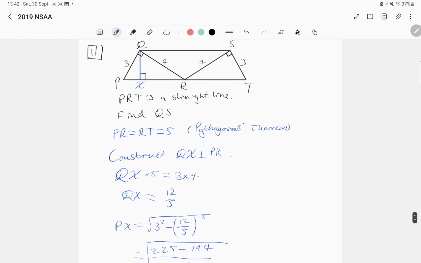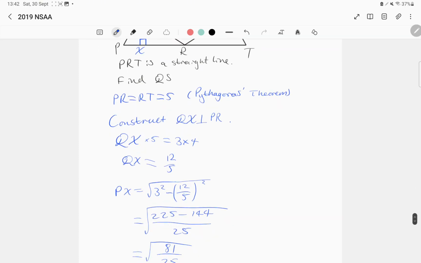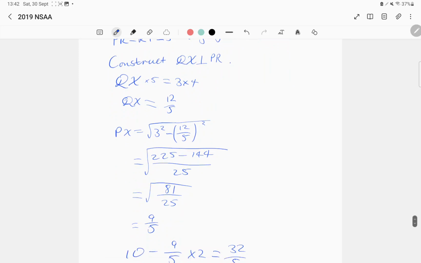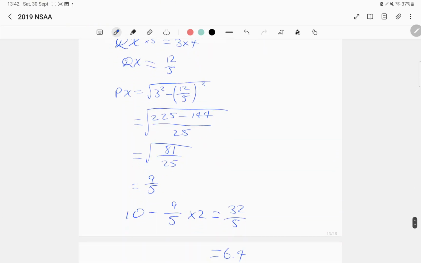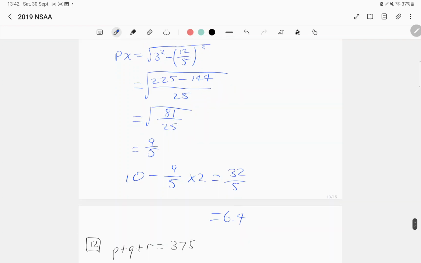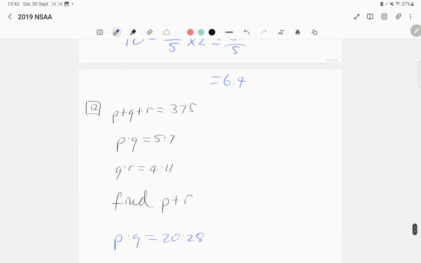PX is therefore equal to the square root of 3² - (12/5)², which is the square root of (225-144) over 25. This is the square root of 81 over 25, which is 9 over 5. We now have 10, which is the total length along the bottom, minus 9 over 5 times 2, which is the length at the sides, equals 32 over 5, or 6.4. And that's the answer. Let's move on to question 12.